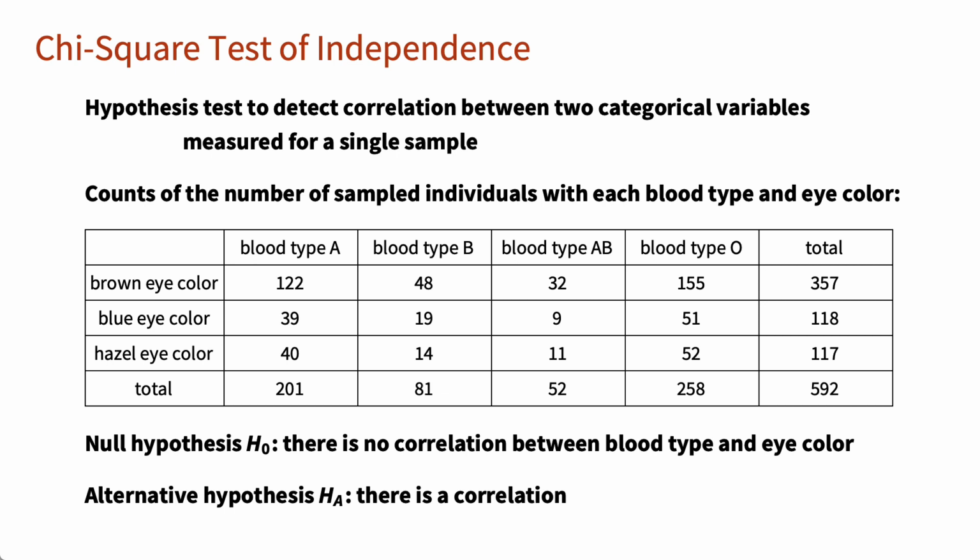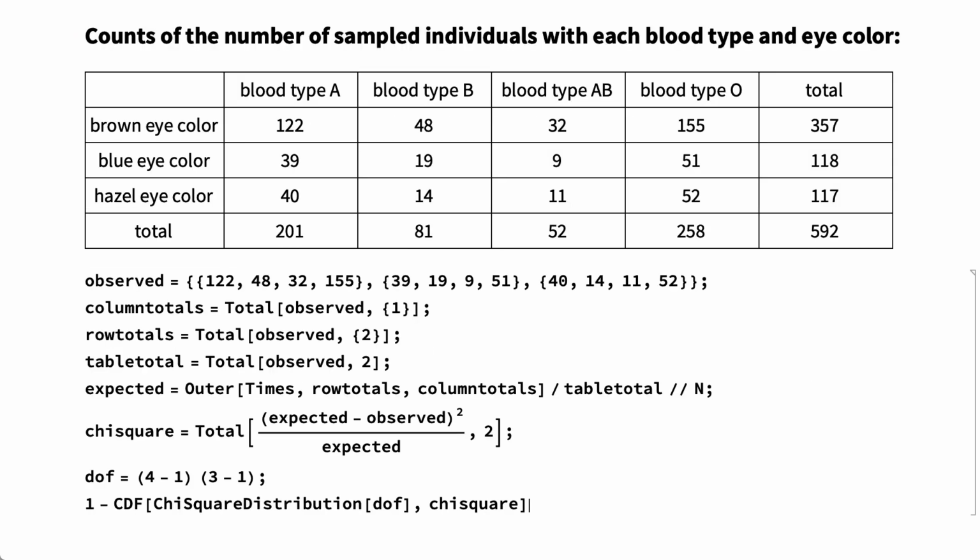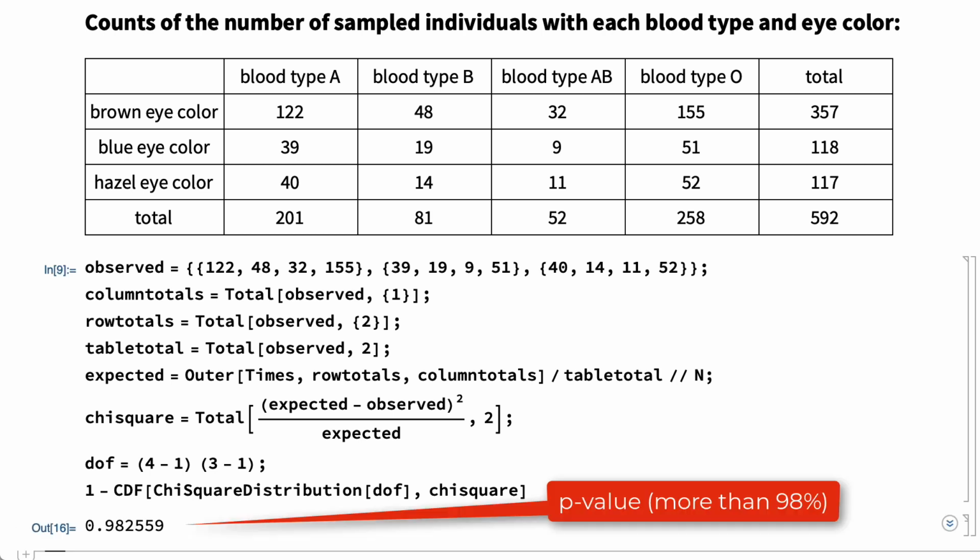Calculation of the p-value for this hypothesis test is in fact done in exactly the same way as for the test of homogeneity. These inputs compute the p-value by starting with the observed counts from the data table and otherwise doing exactly the same calculation as in the previous example. The p-value in this example is more than 98%, so the conclusion is to fail to reject the null hypothesis.